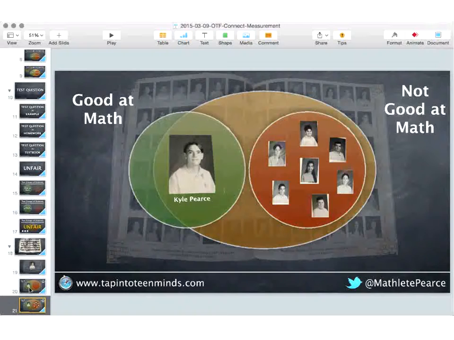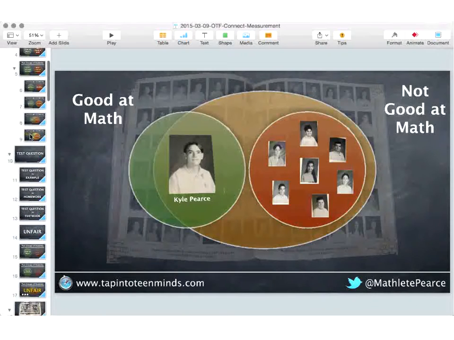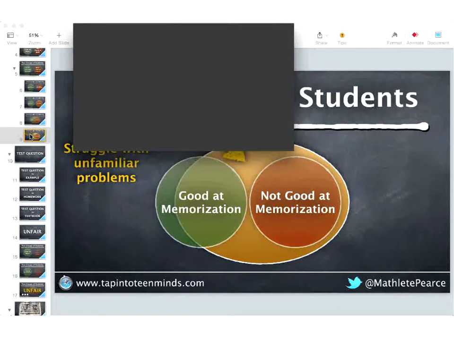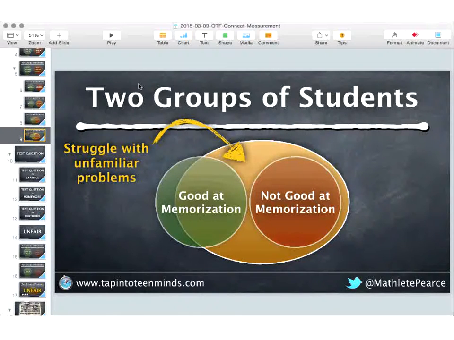No problem. So, as I was mentioning, just to give you a visual of what I was trying to describe, can you guys see the two groups of students? Just a quick yay if you can see that. Yes, perfect. Awesome. So we have two groups of students.